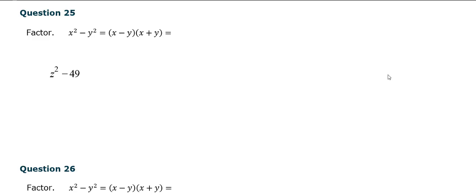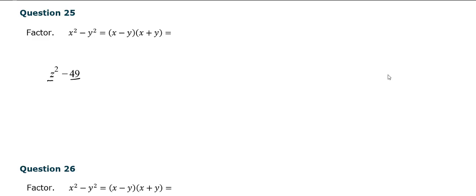Factor z squared minus 49. So this is a special type of factoring which we call the difference of two squares. Difference means it's a subtraction problem, and two squares means that the terms are perfect squares. In other words, something times itself gives you z squared, and something times itself gives you 49.